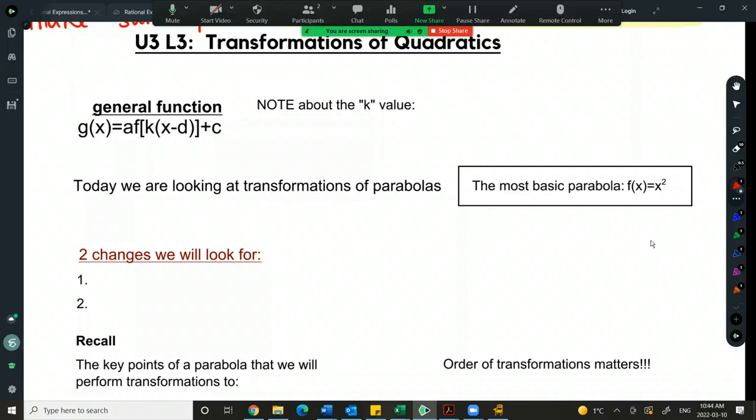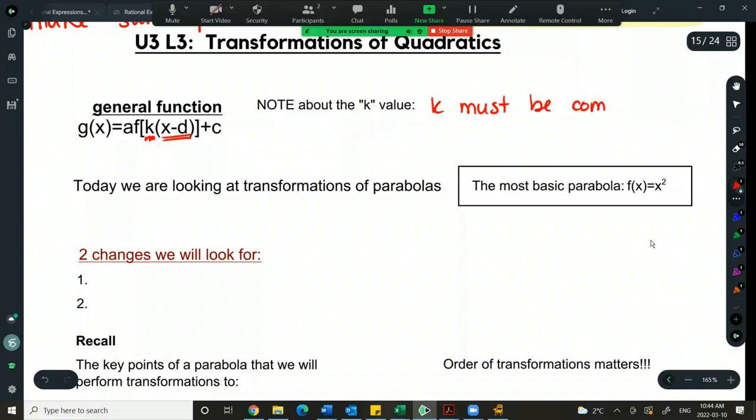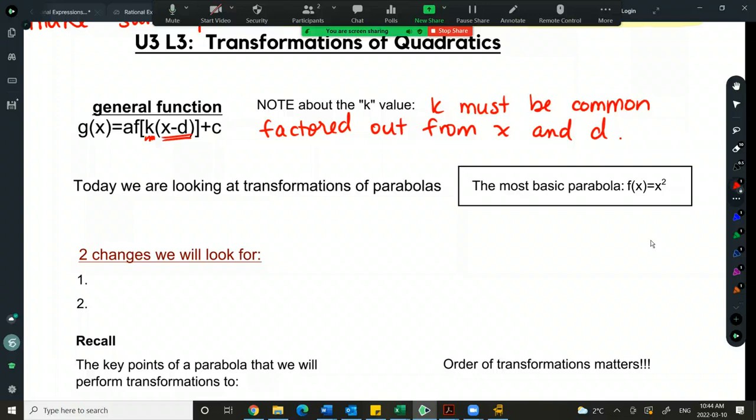Again, a note about the K value: when we do calculations and when we state it in words, we want to use the reciprocal of K. And we also always want to make sure the K value is common factored out from this bracket. Otherwise, we won't see the correct D value shift. So K must always be common factored out from X and D. Otherwise, we won't see the correct left-right shift, so just make sure that you're always looking for that. It needs to be in this format where you have the brackets around X and D. If not, you common factor it out so that you can see the correct shift.